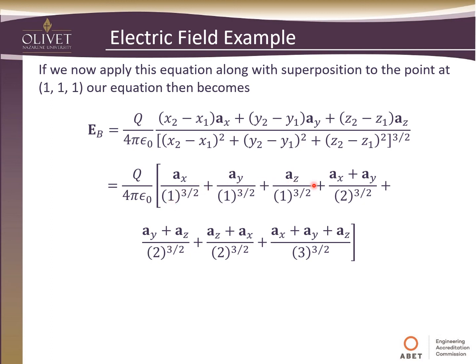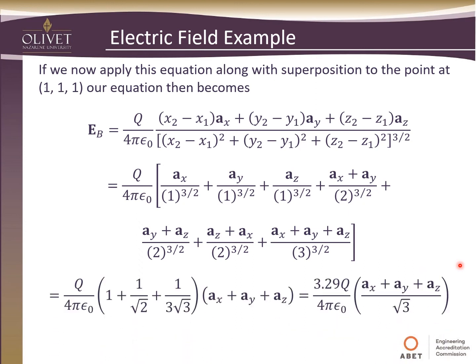You can see that they all have different directions associated with their force. So we have to be careful to abide by the rules of vector addition in order to get the right answer here. If we do that, you can work this out on your own, but trust me, this is what it comes out to. The q over 4 pi epsilon naught, times 1 plus 1 over square root of 2 plus 1 over 3 square root of 3, plus the sum of the unit vectors. Again, combining terms, we get 3.29 times q over 4 pi epsilon naught, times the sum of the unit vectors over the square root of 3.